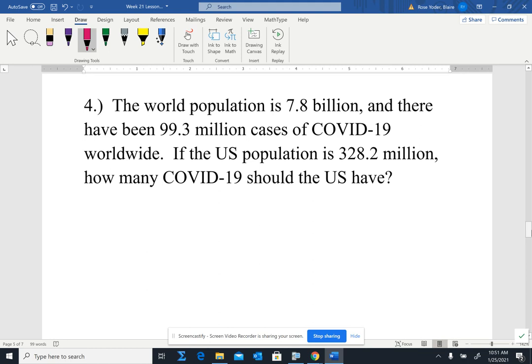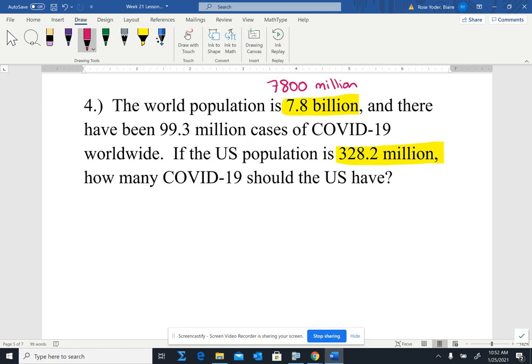The thing that's complicated with this one that I didn't make as complicated in your homework is the population. This one's 7.8 billion for the world, and this is 328.2 million for the US. So I'm actually going to change 7.8 billion. That's actually equivalent to 7,800 million. I put a lot of thought into how I wanted to set this up, and I think that is going to be the easiest way. So let's go with that.